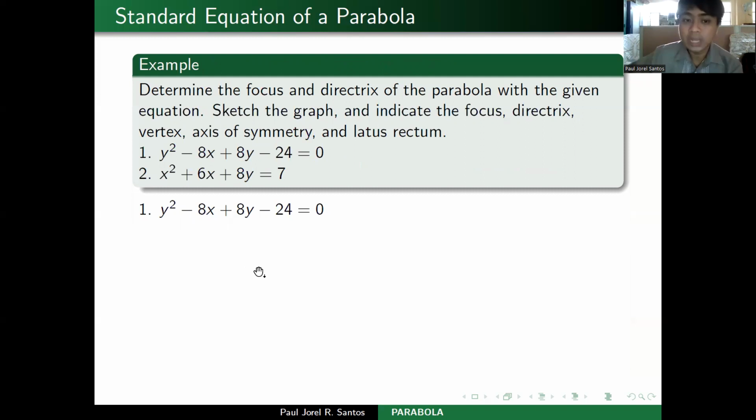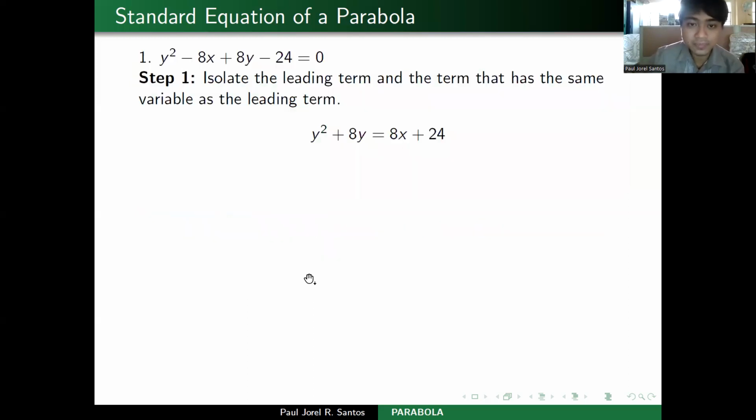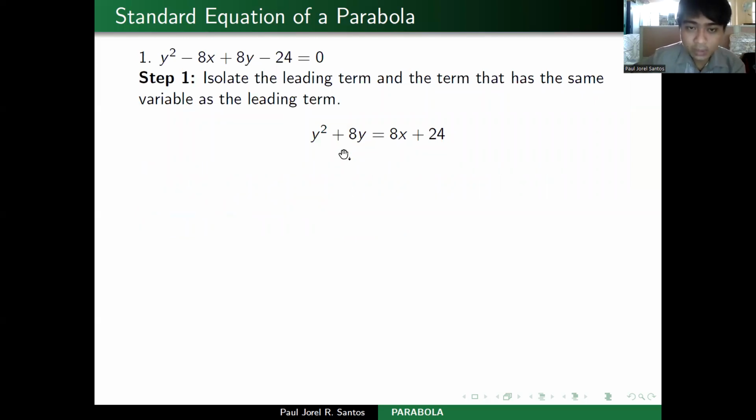standard form. So, for the first step, we should isolate the leading term, which is in this case y squared, and the term that has the same variable as the leading term. So that is 8y to be more specific. So negative 8x and negative 24 will be moved to the right because we need to isolate y squared and 8y. Doing so, we have y squared plus 8y is equal to 8x plus 24. Okay, we just moved negative 8x and negative 24 to the right.